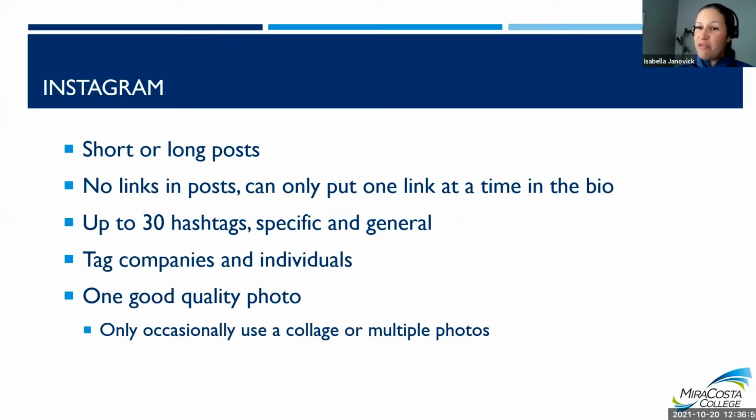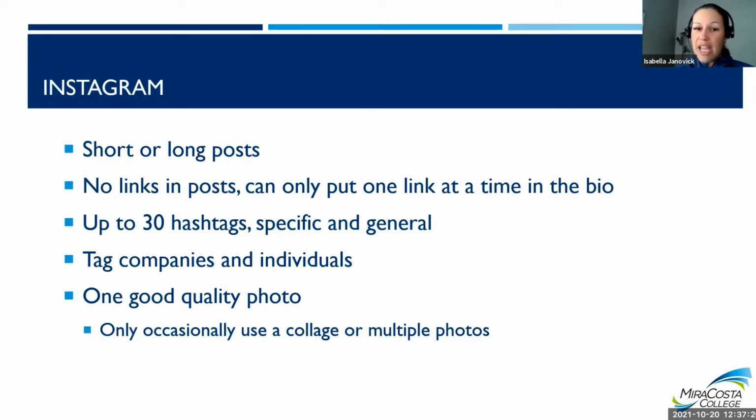So now we're moving on to Instagram. You can do short posts or long posts, but you want to have a caption. I see some people post on Instagram with nothing. You want to have something in there, at least a sentence. You can't link to posts in an actual Instagram post, but you can put a link in your bio that's clickable. So don't even bother putting "link in bio," because you can't really click on the post. You have to go to the link.